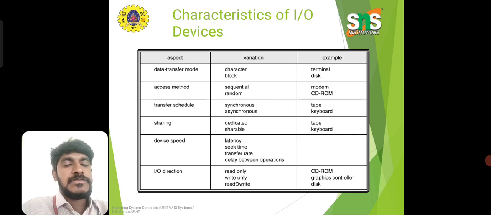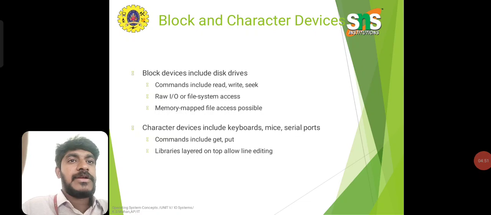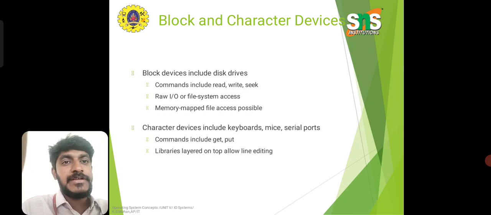These are some characteristics of I/O devices: data transfer mode, access method, transfer schedule, sharing, device speed, and so on. We have block and character devices. Block devices include disk drives, and the commands include read and write. This helps access raw files, and memory-mapped file access is possible. Character devices include the keyboard, mouse, and serial ports. The commands include get and put, and libraries are layered on top, allowing line editing.